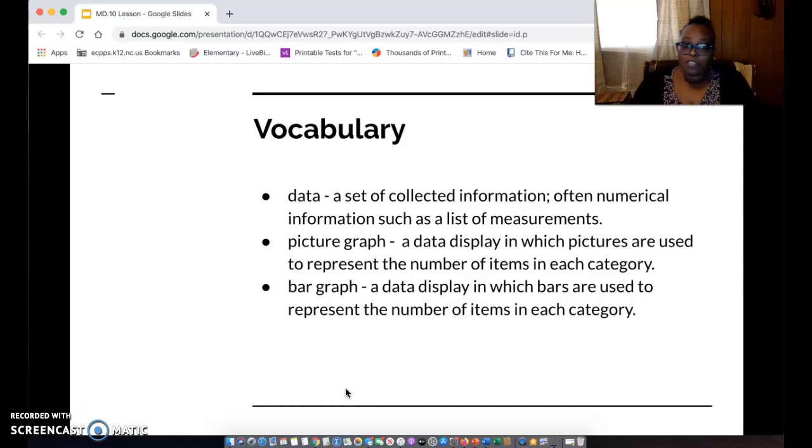Some vocabulary that's very important to note that you'll see on a lot of your work this week. Data, which is a set of collected information, often numerical information, such as a list of measurements. We also have picture graph, which is a data display in which pictures are used to represent the number of items in each category. And then we have bar graph, which is a data display in which bars are used to represent the numbers of items in each category.